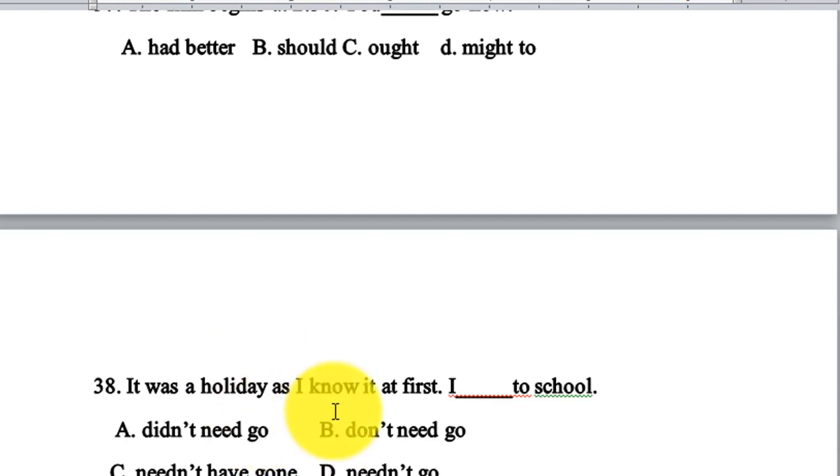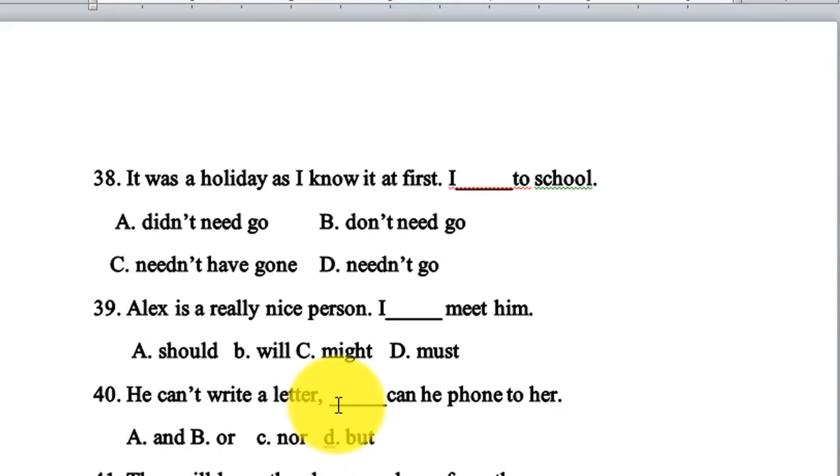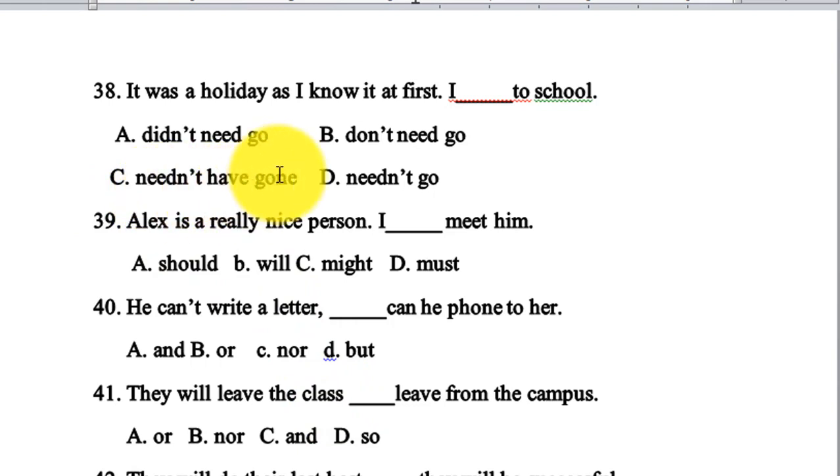The next: "It was a holiday." Still the question consists of modal verbs, because modal verbs are somehow difficult to understand. So I want to give high emphasis to how students or learners can treat a question which consists of modal verbs. Perhaps sixth grade students may find it very difficult to treat modal verbs, which is why I repeatedly put modal verbs in questions. "It was a holiday, as I know it at first. I belong to school." The options are: didn't need to, needn't have got, didn't need to go, and needed to go.